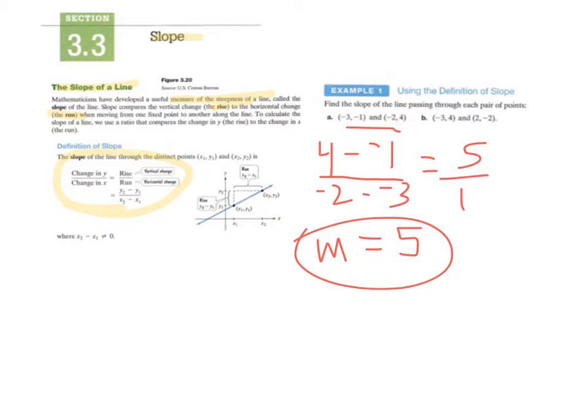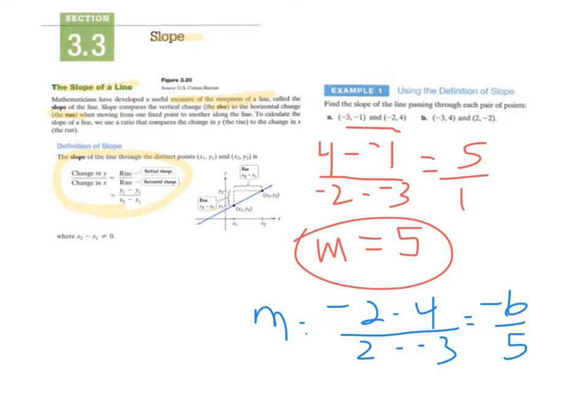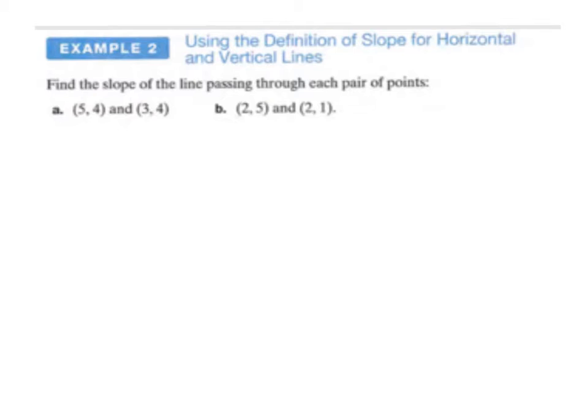If we take the second one, we can do the same thing, and I'm going to take -2 minus 4 over 2 minus -3. In this case, I get -6 over 5. And so the slope of these points happens to be -6 over 5, and I'm going to leave it just as that.